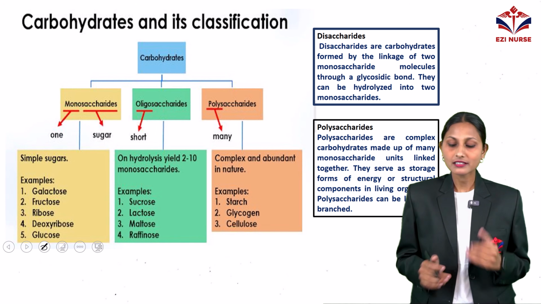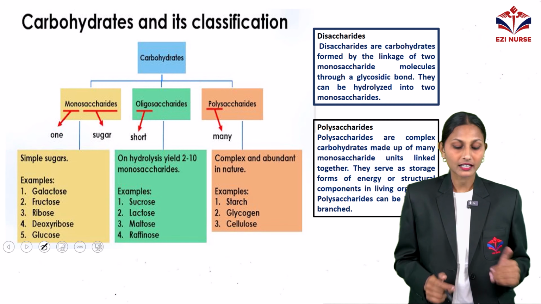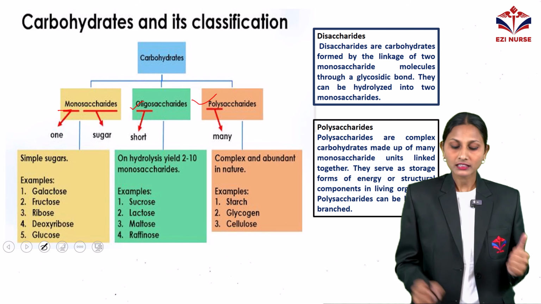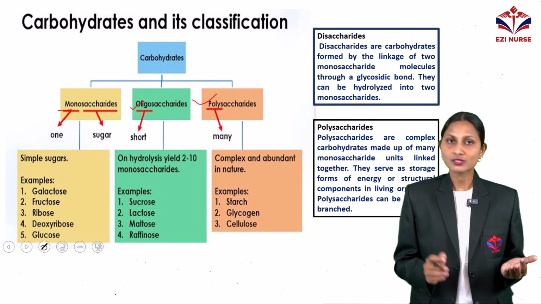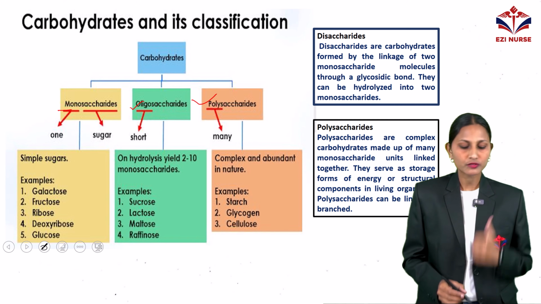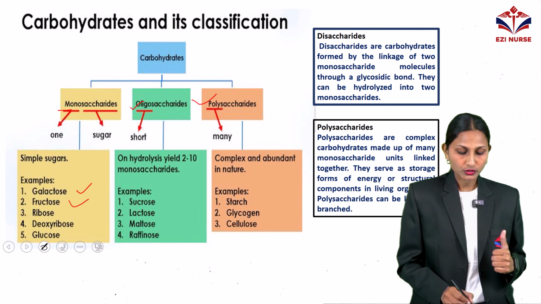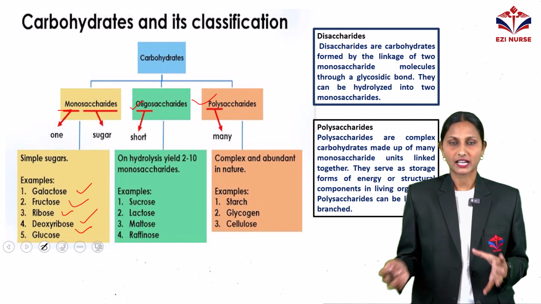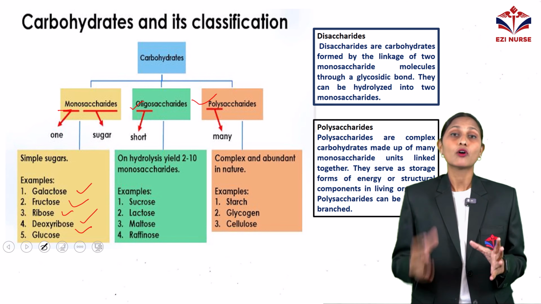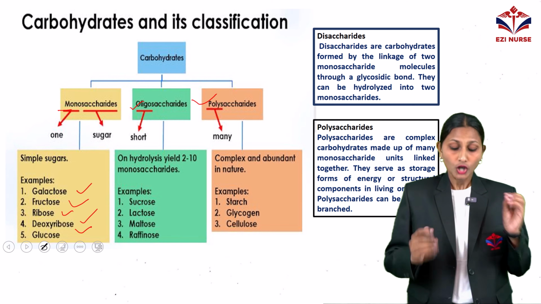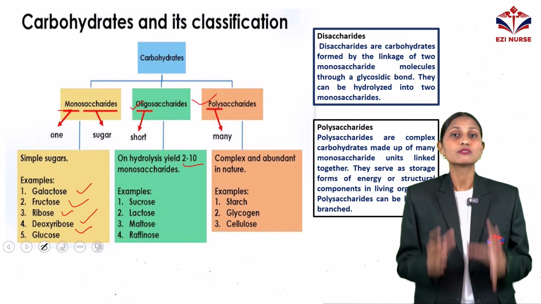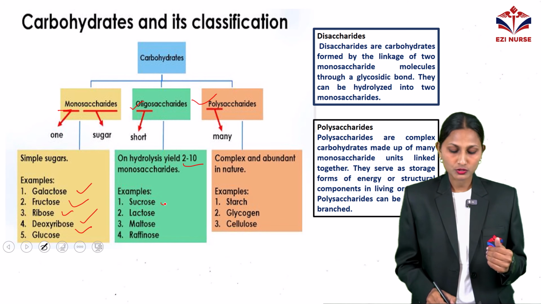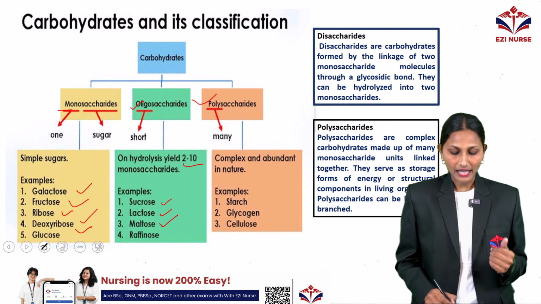Next is the classification of carbohydrates, as you can see in this diagram. The first is monosaccharide, the second is oligosaccharide and the third is polysaccharide. Monosaccharide we have already discussed. The examples of monosaccharides are galactose, fructose, ribose, deoxyribose and glucose. Next is oligosaccharide. If you break an oligosaccharide, only 2 to 10 monosaccharides will be there. The examples of oligosaccharides are sucrose, lactose, maltose and raffinose.